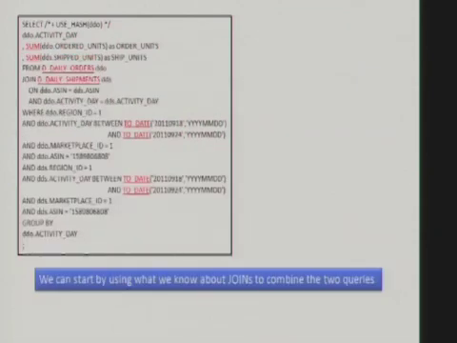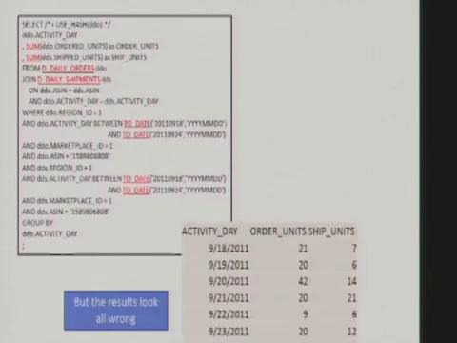And so using what we've learned so far, we could do a join between D-daily orders and D-daily shipments anytime the ASIN's equal and the activity days are equal. And then we put all our where clause conditions from the two queries that we just wrote together in the same where clause. And then if we run that, we get sort of odd results.